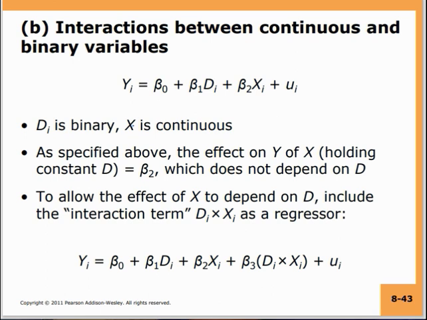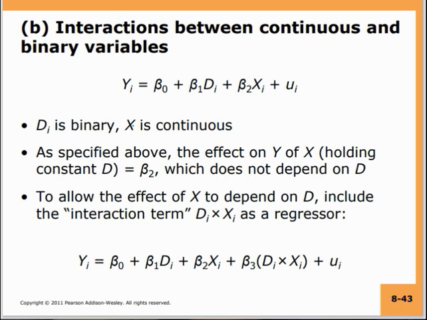But suppose in reality you suspect that there may be an interaction effect going on. So to allow the effect of x to depend on d, include the interaction term di multiplied by xi. You have to understand whether it is important to include such an interaction term based on your understanding of the process that you are trying to model or the domain knowledge that you have. When you include such a product term, it will allow you to model such an interaction effect.